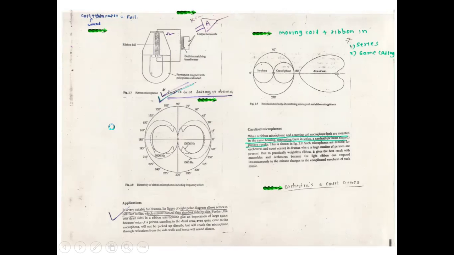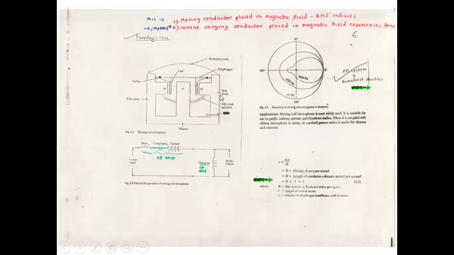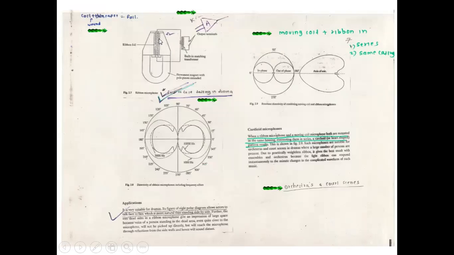Now the first one which we saw is also working on the principle of Faraday's laws of electromagnetic induction, that is, a moving coil placed in a permanent magnetic field, EMF gets induced, and the induced EMF is proportional to your sound energy. And the ribbon type of microphone is also working on the same Faraday's laws, where a moving coil, because of sound pressure, is moving in this permanent magnetic field. So EMF gets induced, and the induced EMF is proportional to your sound energy.